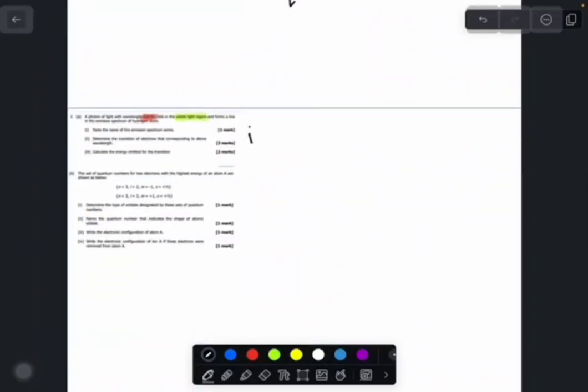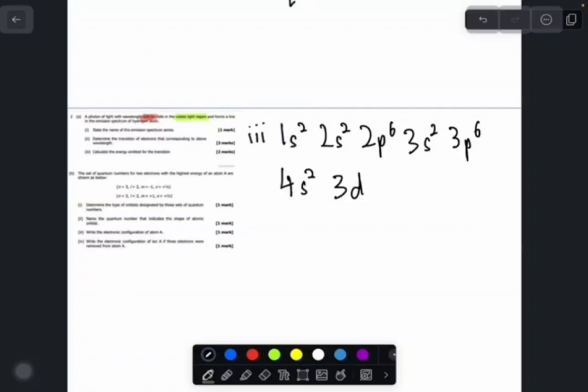Roman 3 states, write the electronic configuration of atom A. So we know atom A is this top thing, and we know that it goes until 3d. So let's just write until 3d first. It's going to be 1s2, 2s2, 2p6, 3s2, 3p6, 4s2, and then 3d.